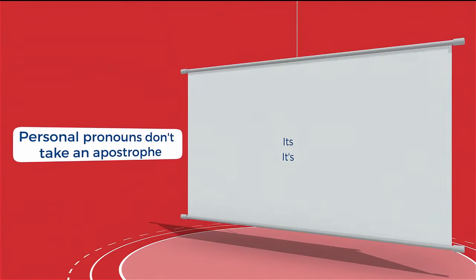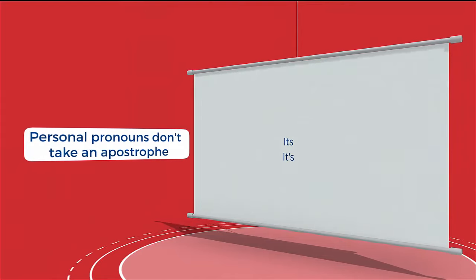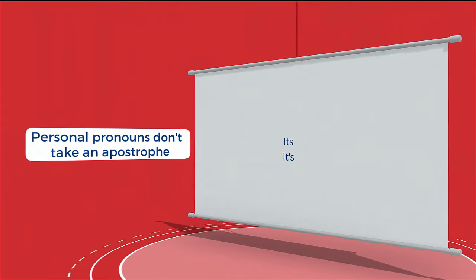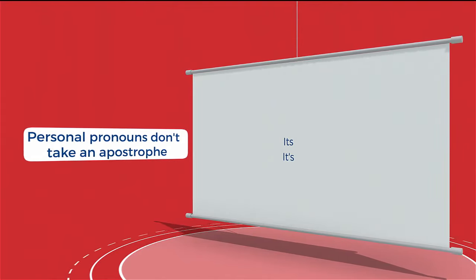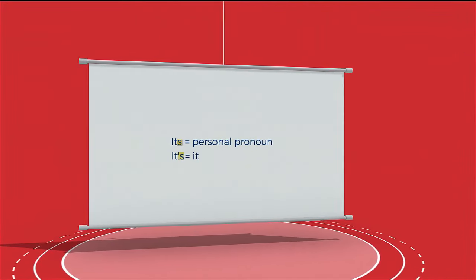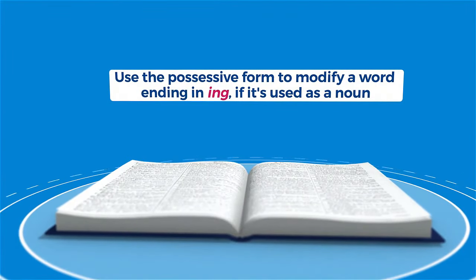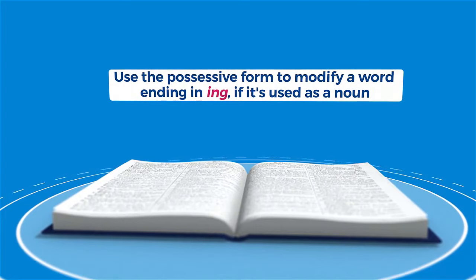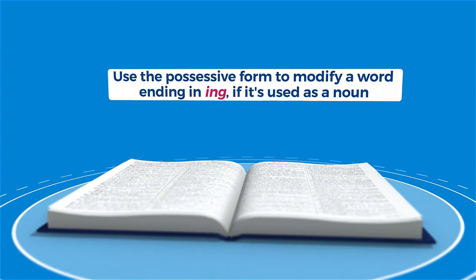Personal pronouns don't take an apostrophe, even though you'll often see them incorrectly spelled with one. The most common mistake here is confusing the possessive pronoun its, which has no apostrophe, with the contraction it's, which has an apostrophe s. You can also use the possessive form to modify a word ending in ing, if it's being used as a noun.